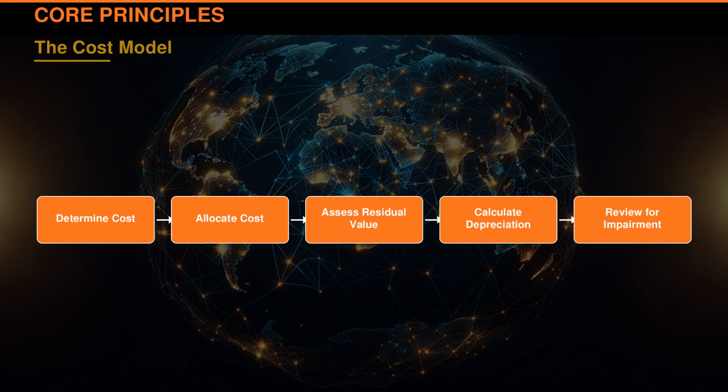Meridian Corporation's $10 million SaaS contract with Acme Incorporated sets the stage. With $8 million for the software license and $2 million for implementation, we'll explore how each step of the cost model ensures this investment is accurately reflected in financial statements, from initial cost to potential impairments.